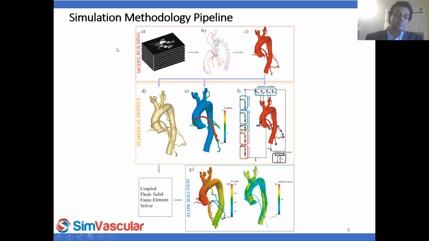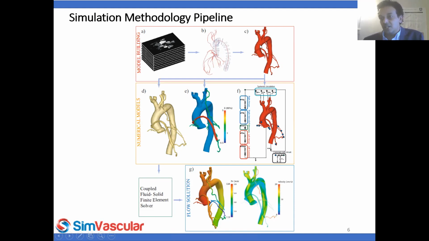But the simulation methodology pipeline essentially starts with some form of medical images. It could be MR, it could be CT. In our case, we start with CT because they have great resolution. So we extract the center lines of the vessels. We segment out the lumen, which is the blood flowing part of the vessel, and we construct this 3D geometry by a process known as lofting.